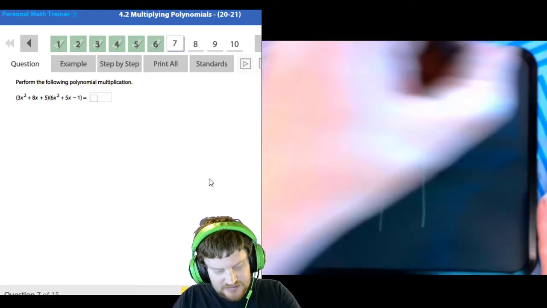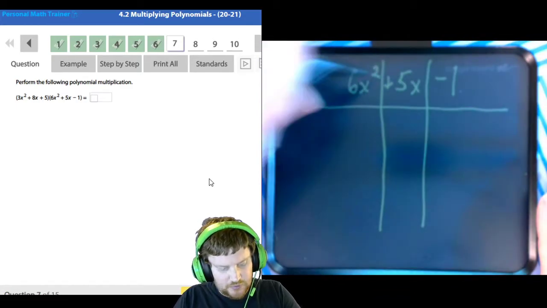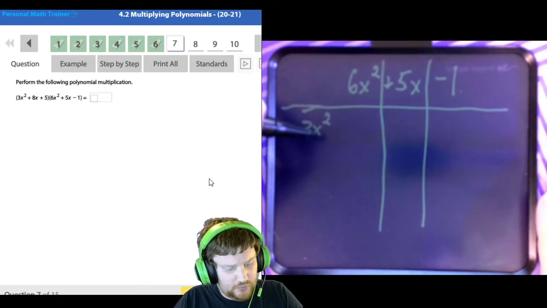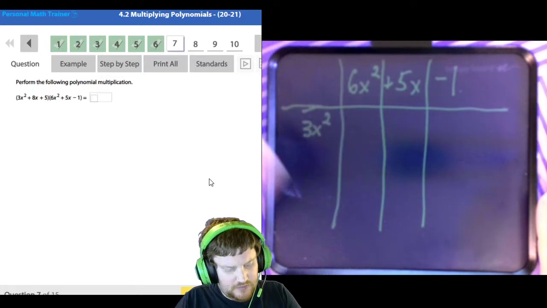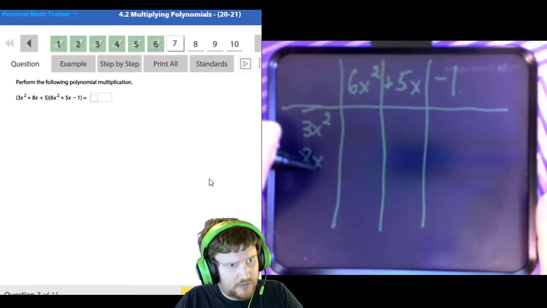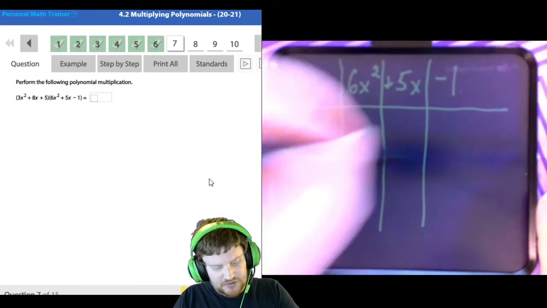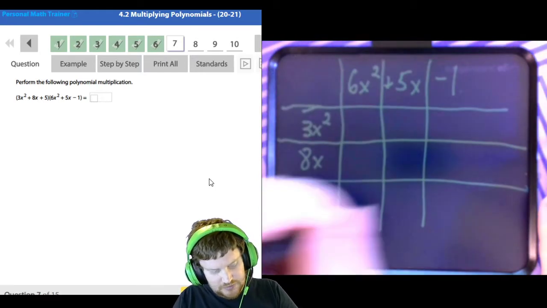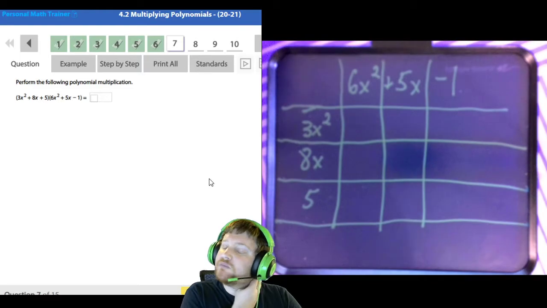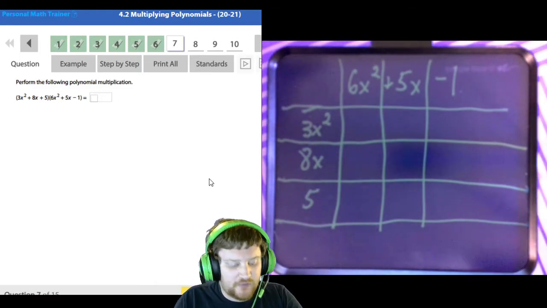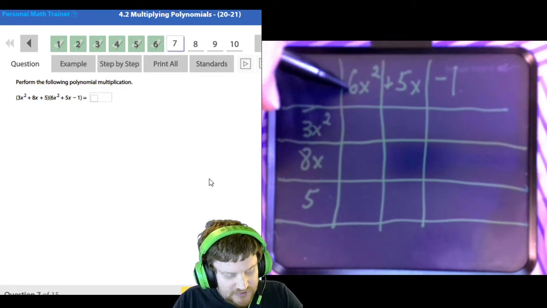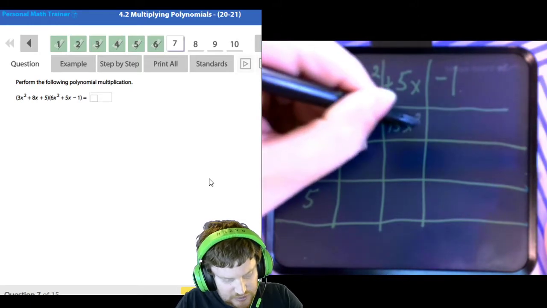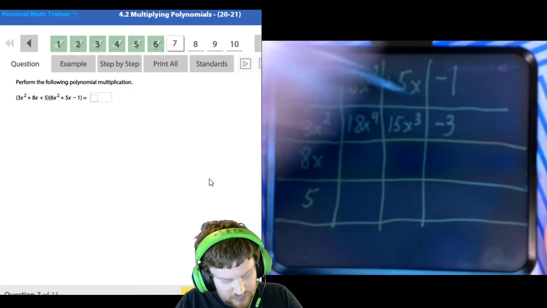Notice that I'm being kind of inconsistent as to which one I'm putting on top and which one I'm putting down the side. It actually does not matter at all which one goes where. And the reason for that is because, if you think about it, 2 times 3 is 6, but so is 3 times 2. So the order that you write them in does not matter for multiplication. Regardless, 6 times 3 is 18, x to the 4th. 5 times 3 is 15, x cubed. Negative 1 times 3 is negative 3, x squared.